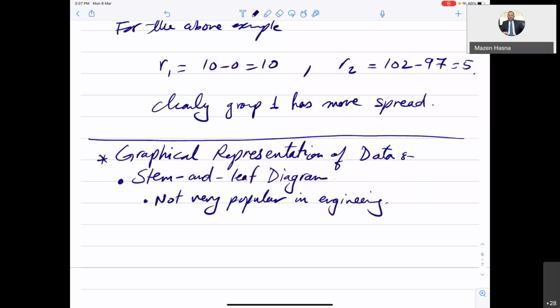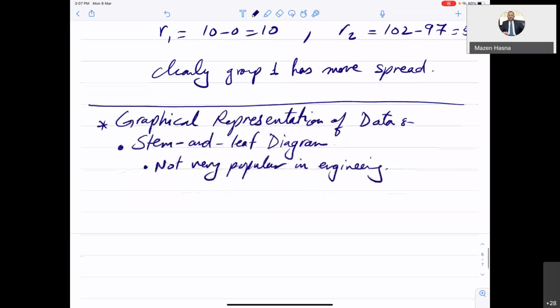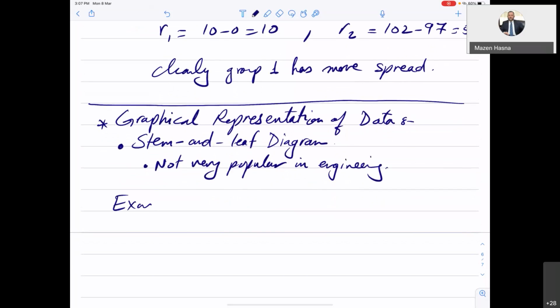The first time I saw a stem and leaf diagram was in my second year in PhD. The professor was distributing the grades. It was a statistics course, and he gave us a piece of paper that has all numbers. I did not even understand how to read it. And he said, this is the stem and leaf diagram of your grades. And yeah, it was nice to learn it. So how does it work? Let's do an example to better understand how the stem and leaf works.